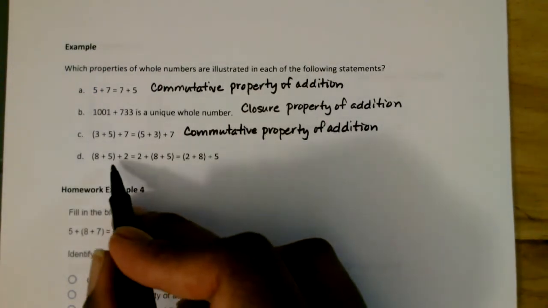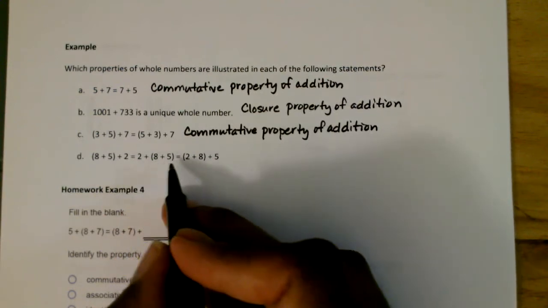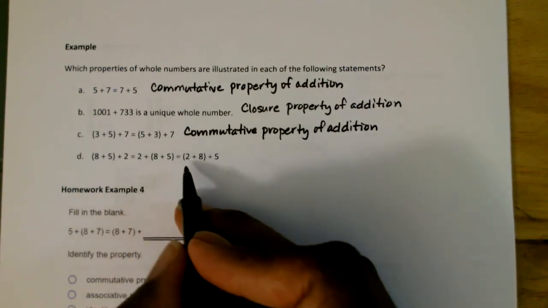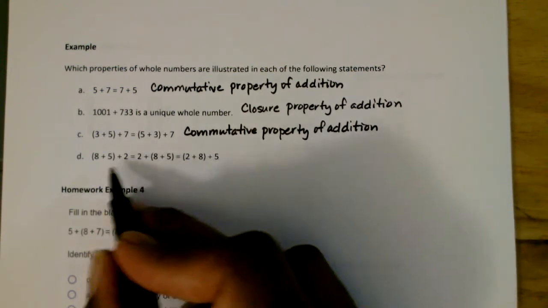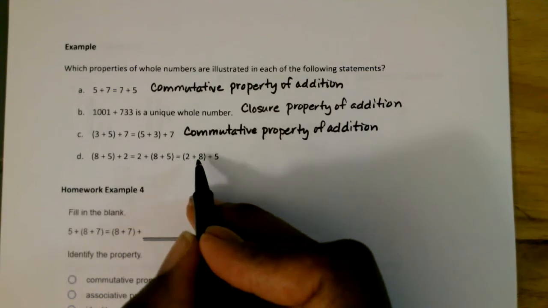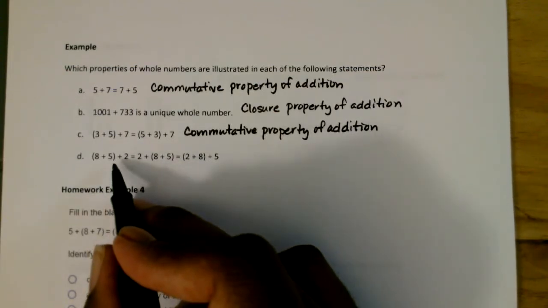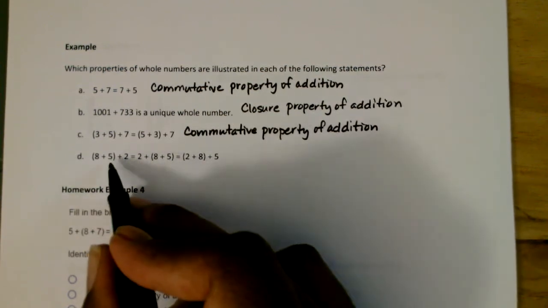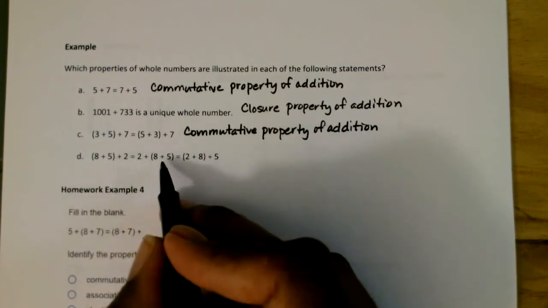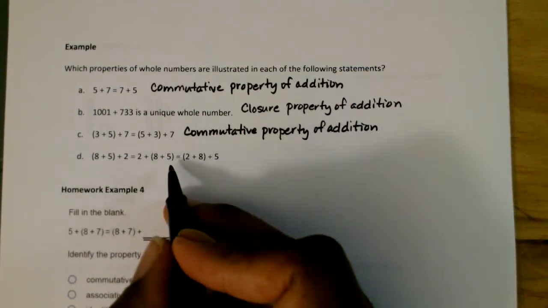And then finally, 8 plus 5 in parentheses plus 2 is equal to 2 plus in parentheses 8 plus 5, and then that's equal to 2 plus 8 in parentheses plus 5. This situation has two different properties going on. Notice that the order has changed here. 8 plus 5 is first, and then the 8 plus 5 is second on this side. The order has changed. So there is a commutative property going on.